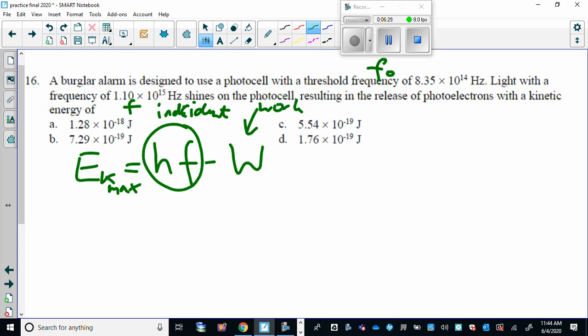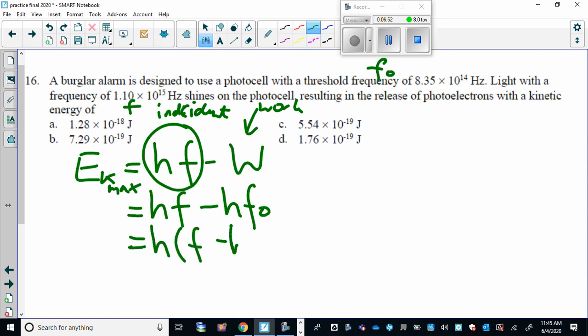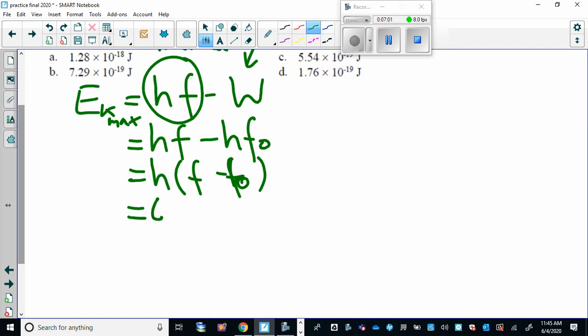A reminder that the work function is the energy that's taken to get the electron off the surface, and then whatever's left will give it kinetic energy. That's why it's a conservation of energy concept. And since they give us the threshold frequency and not the work function, then you have to write it like that. If you really want to, you can factor out the h, and then away you go.